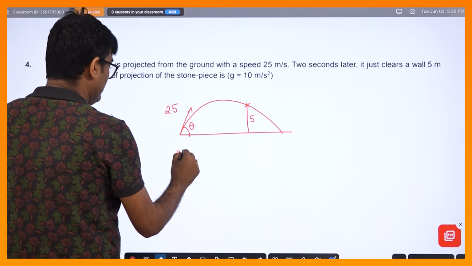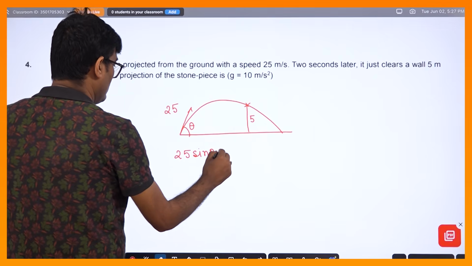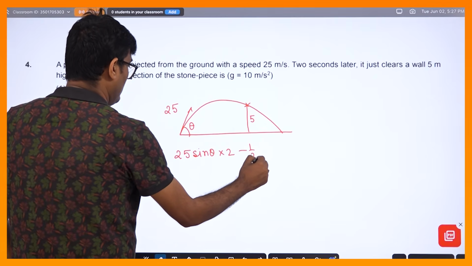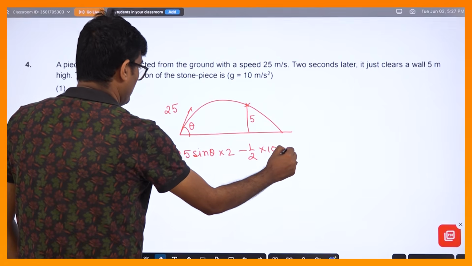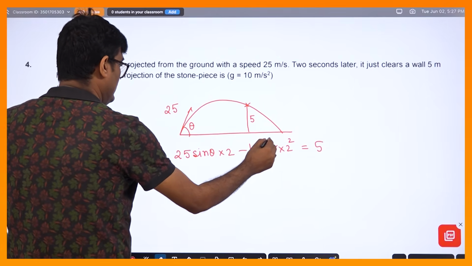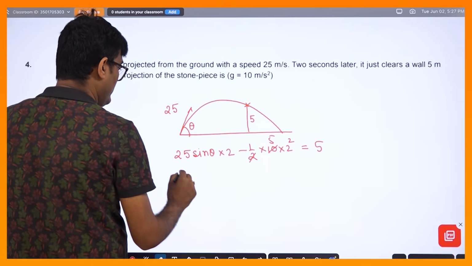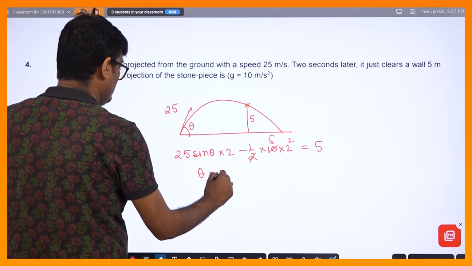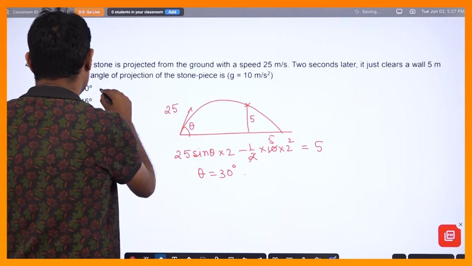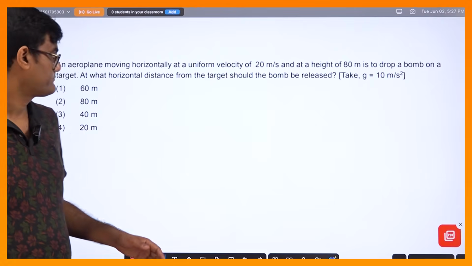So vertical displacement is u sine theta into t minus half g t square, that is equal to 5. From there we can say it is 5 into 4, 20 to 25, 25 gets cancelled out. So theta equal to 30 degrees is the answer for this question. Okay, let's see the next question.